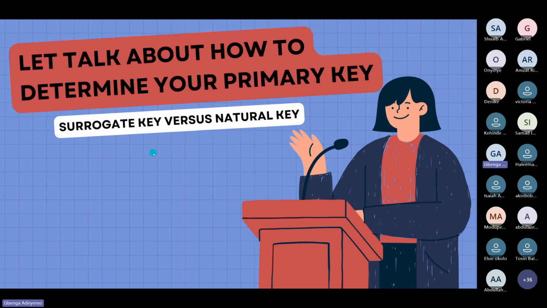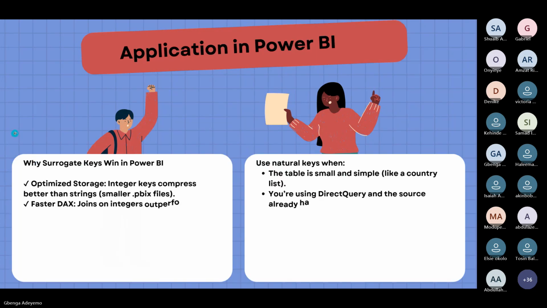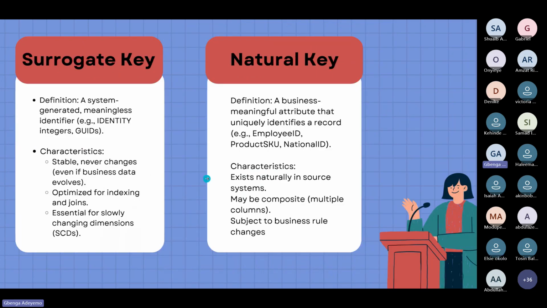Thank you. Now, she has given us a very good foundation of surrogate key and natural key. Now, let's continue. Surrogate keys are system generated, meaningless. Mark that word: meaningless identifier. For example, when you are creating a new table on SQL and you set it to auto increment, you can use identity, you can use the integer, something called GUIDs.